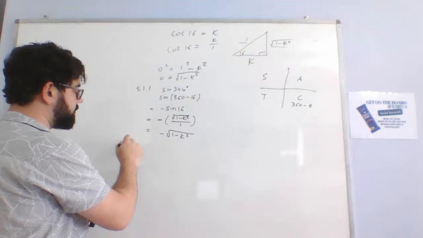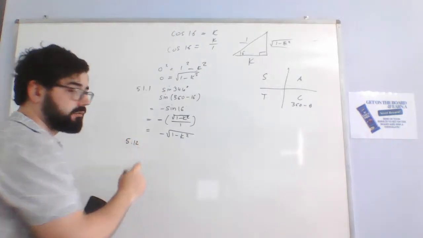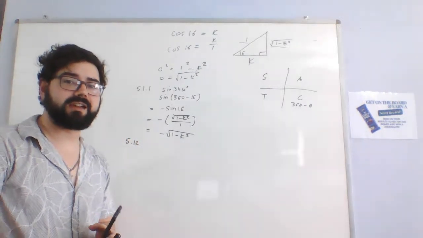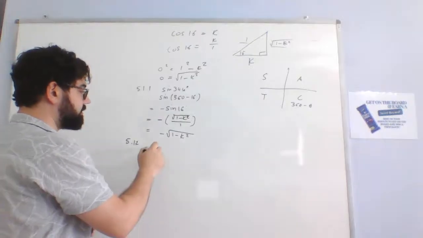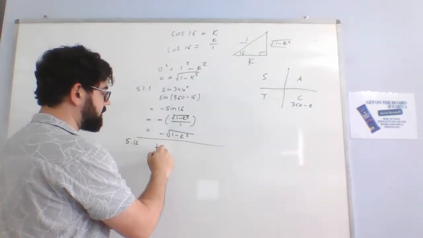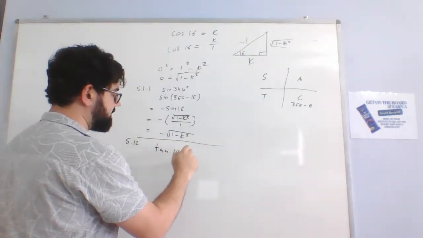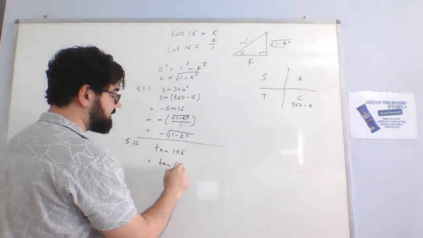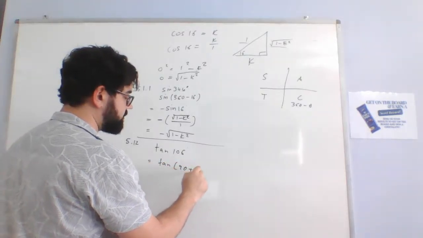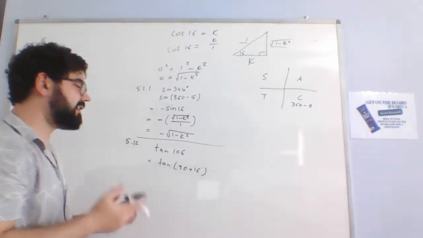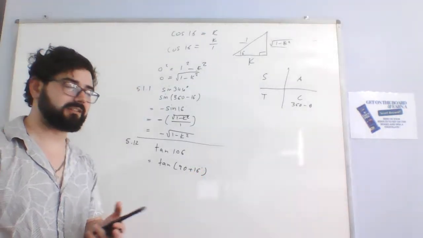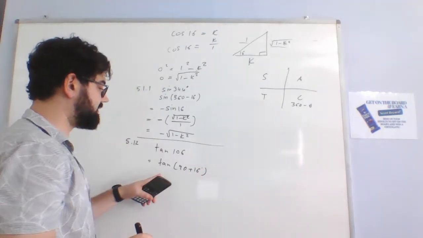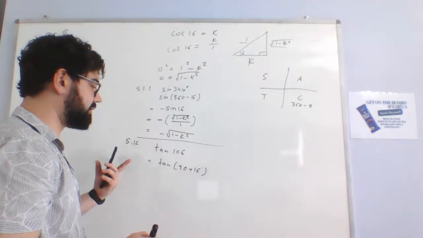And the next thing we want to do is take a look at some of the other ones. 5.1.2, we've got tan of 106. So this is quite an interesting one, actually quite uncommon. Tan of 106 can be written as tan of 90 plus 16. You want to try and look for the 16, and then generally we try to stay away from 90 plus and 90 minus unless we have to, but here that's going to be the easiest way to go.